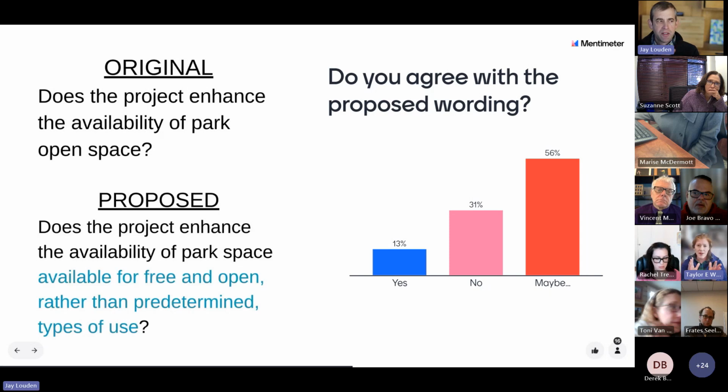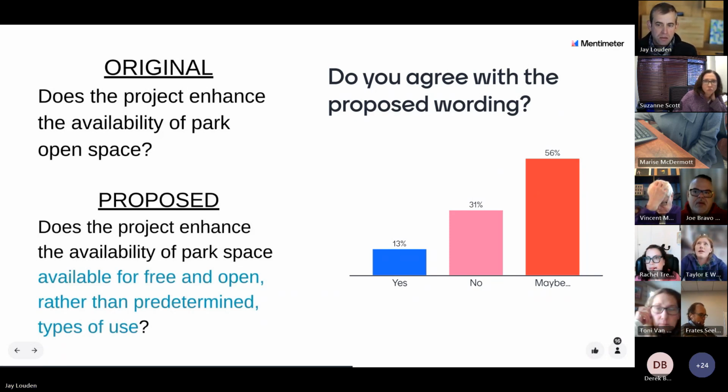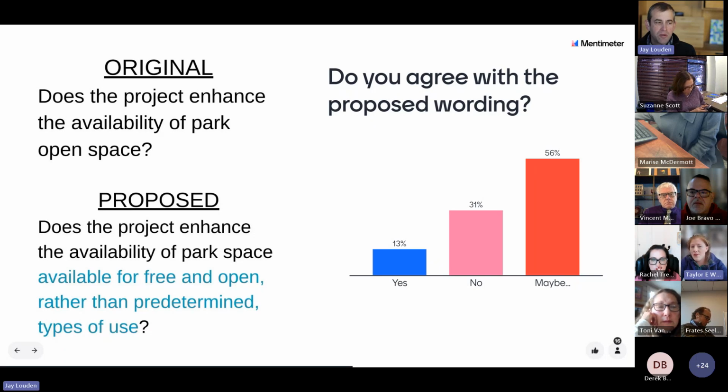Okay, but time out. This asks if it enhances the availability of park open space. So I think those are consistent. I'm not getting the disconnect. I think what I'm critiquing is the proposed language where it's free and open rather than predetermined types of use. And that's why the original wording, I think, is better. Gotcha. The proposed is too complex. I'm just trying to provide context of what the community concerns are. Yeah, thank you. I understand now. Apologies for being a little slow there.